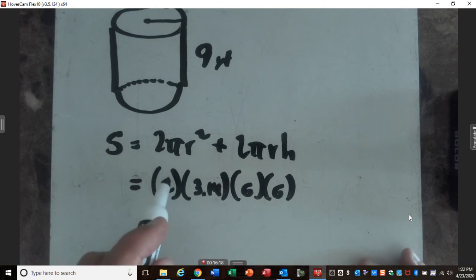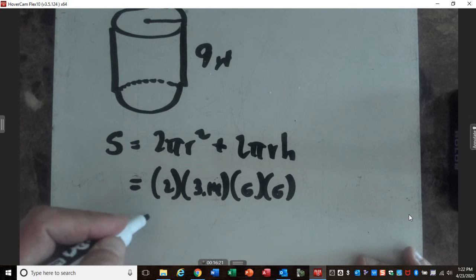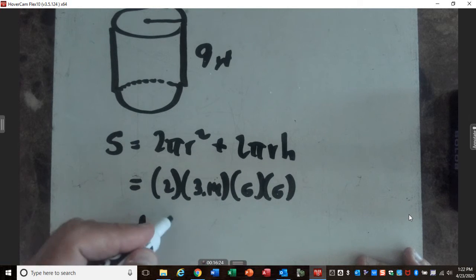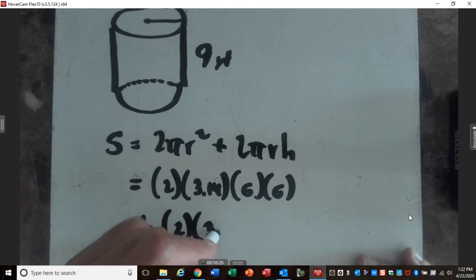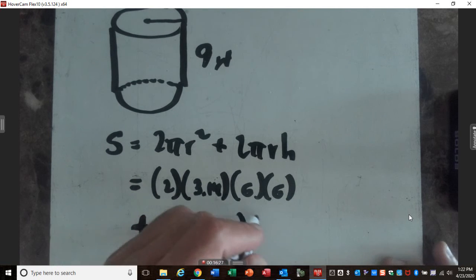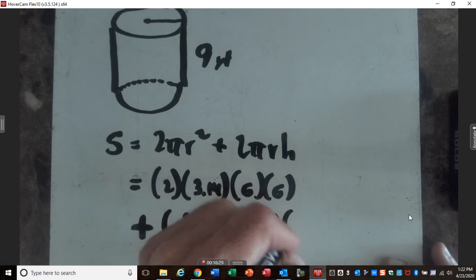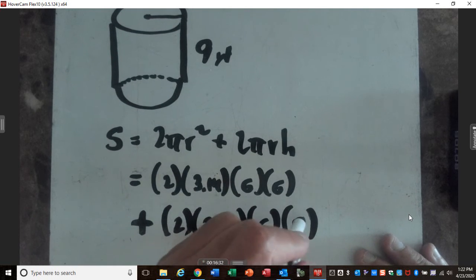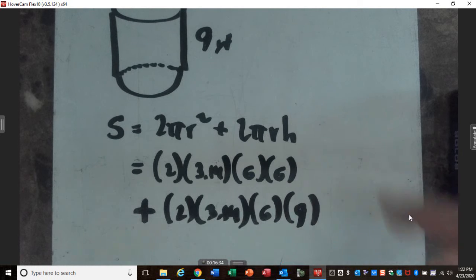So 2 pi r squared is this, plus, see the plus sign? We're going to add to it 2 pi r h. This is really just plug and chug everything in. Radius is 6, and the height is 9. You are literally taking all of the information into the formula and plugging it in.